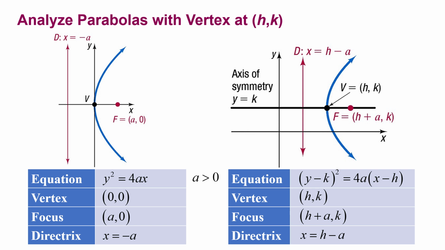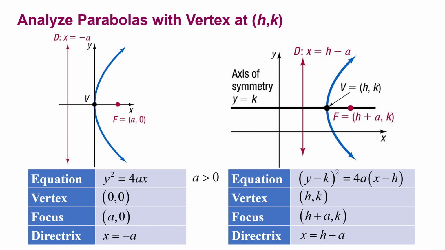Now on the left-hand side of this slide, we have the graph of the parabola y squared equals 4a times x, which is a parabola opening to the right, the vertex at the origin, focus at the point a, 0, and directrix is the line x equals -a.